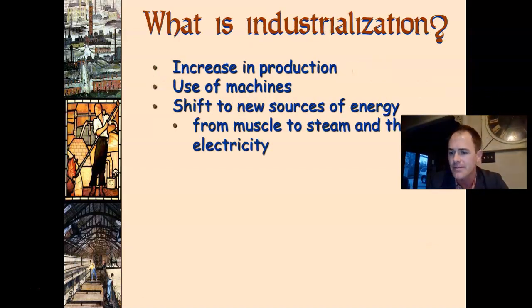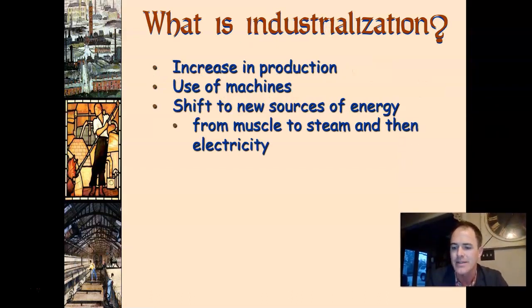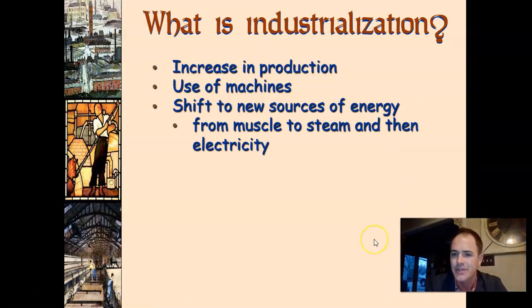So first of all, let's begin with this definition. What do I mean when I say what is industrialization? It is something you are going to hear a lot more in this class as well as in next year. So it's an increase in production, right? Humans now can make more stuff. How? Well, we now use machines. And powering those machines is a new source of energy.